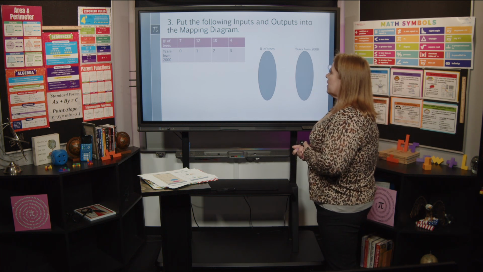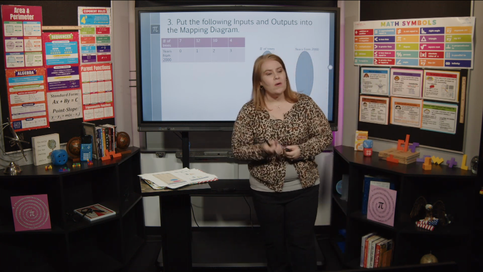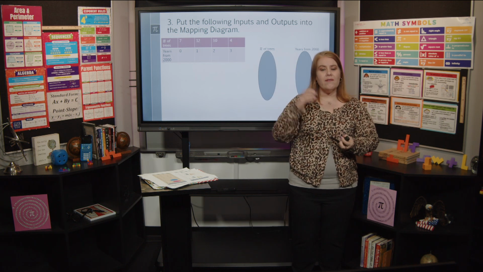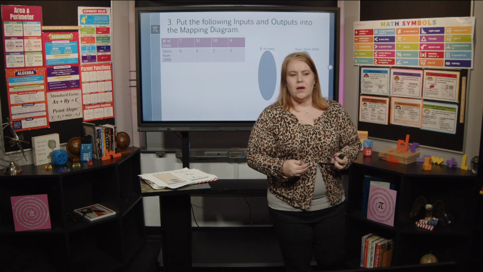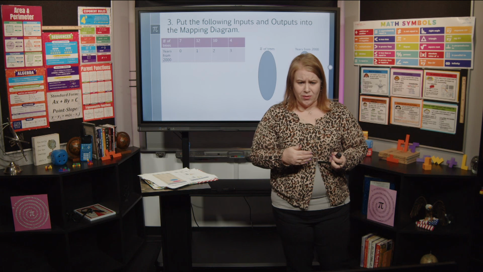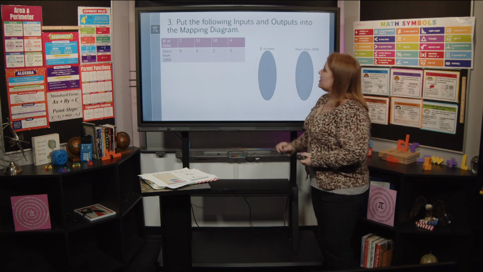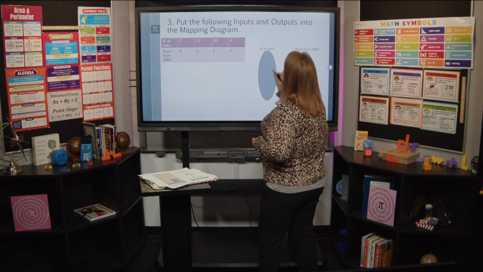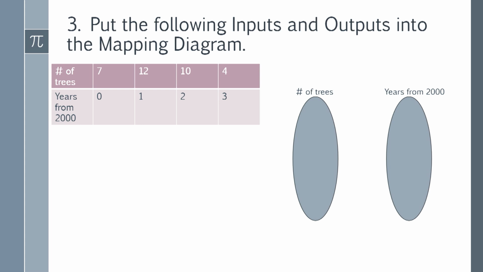Put the following inputs and outputs into the mapping. Now, when we do these mappings, we always want to make sure that we put all of our numbers in numerical order. Now, you're sitting there going, what is numerical order? 1, 2, 3 order. So let's do our number of trees. We're going to put them in numerical order. I see a 4, then a 7, a 10, and a 12.